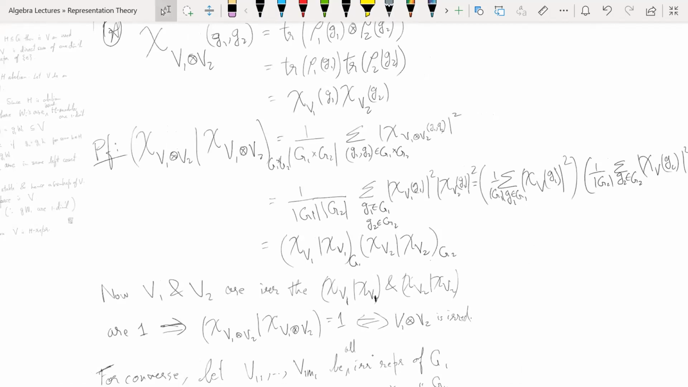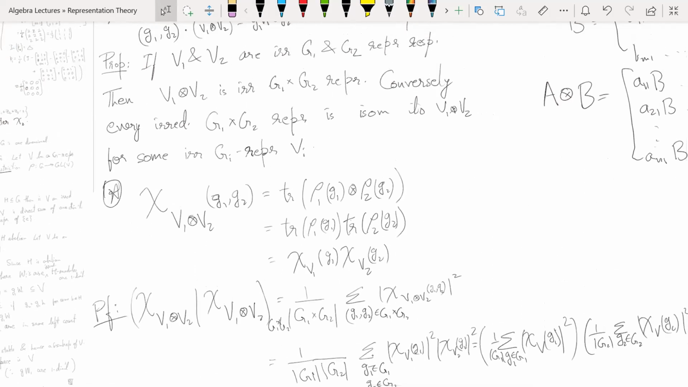So now if V1 and V2 are irreducible, then both these numbers are 1. And that implies that this number is also 1, which implies that V1 tensor V2 is irreducible. So that proves one direction: if V1 and V2 are irreducible, then V1 tensor V2 is irreducible.